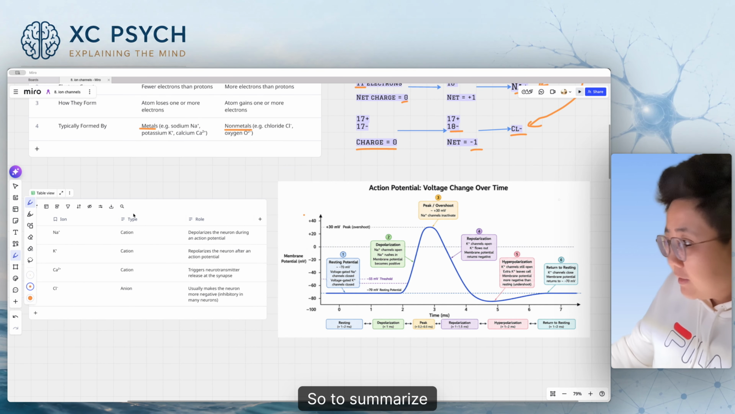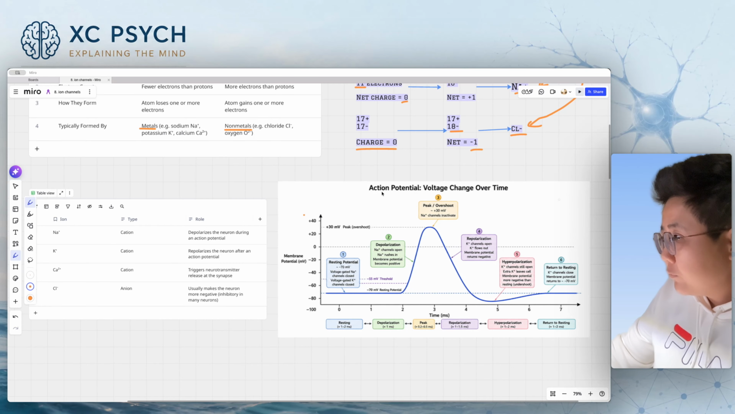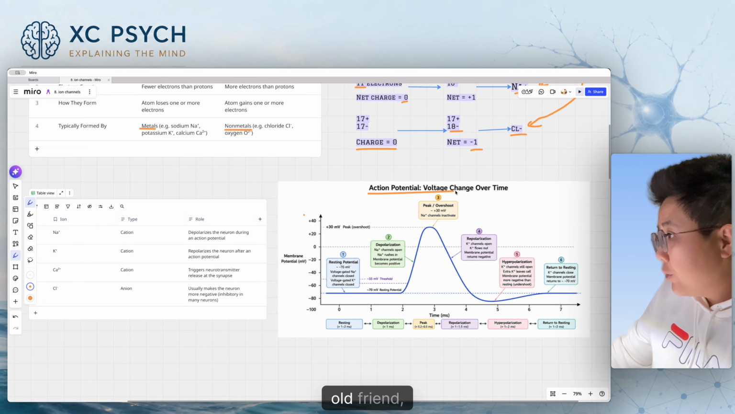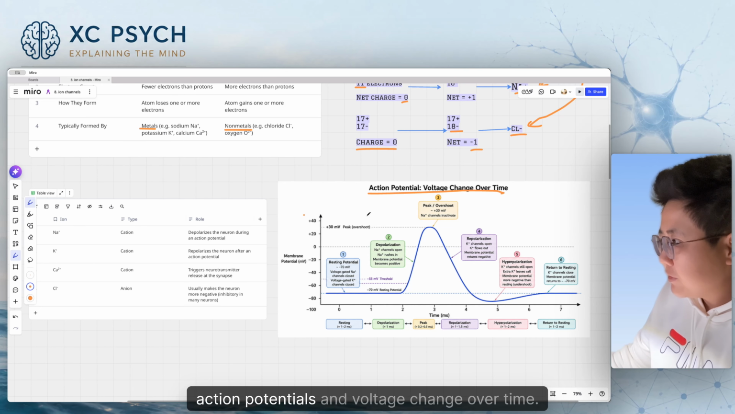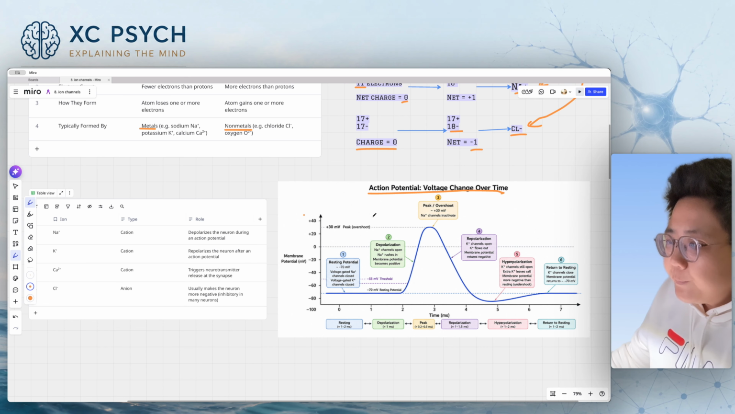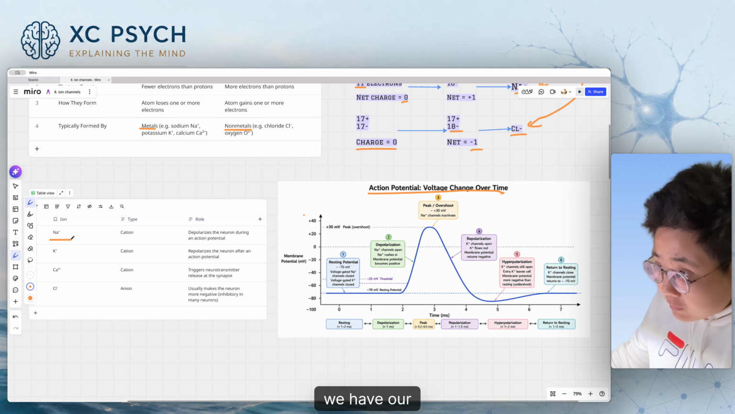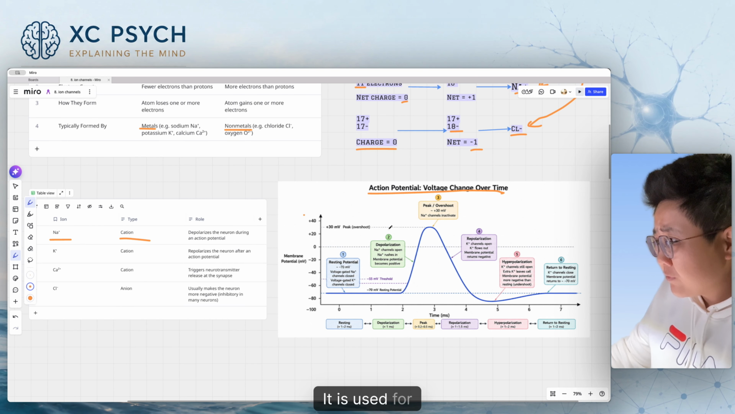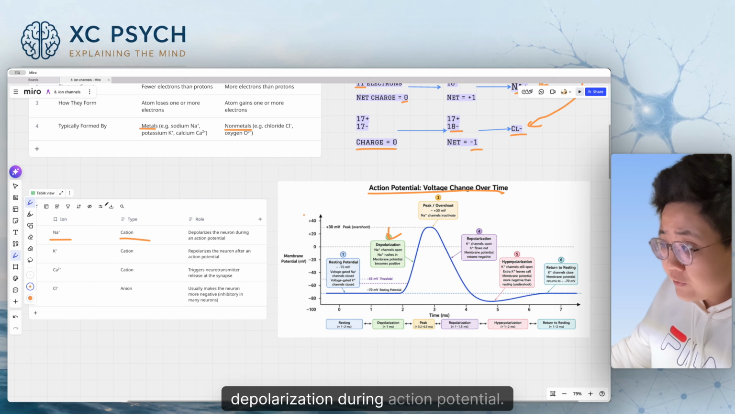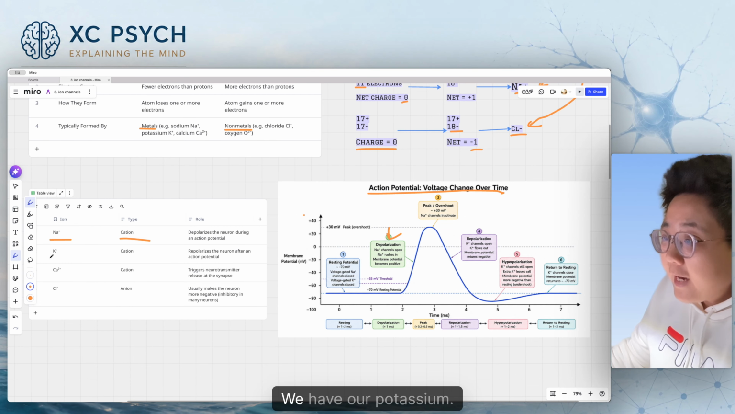So to summarize here, you remember our old friend back when we were studying action potentials and voltage change over time. We have our sodium, a cation, positive. It is used for depolarization during the action potential.